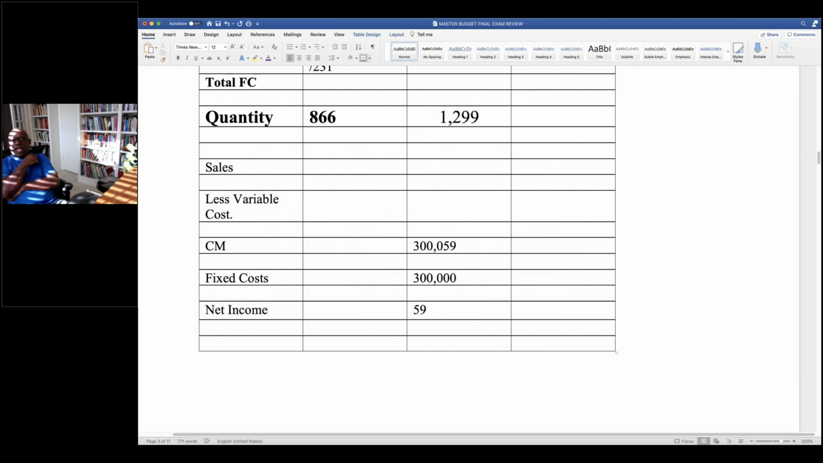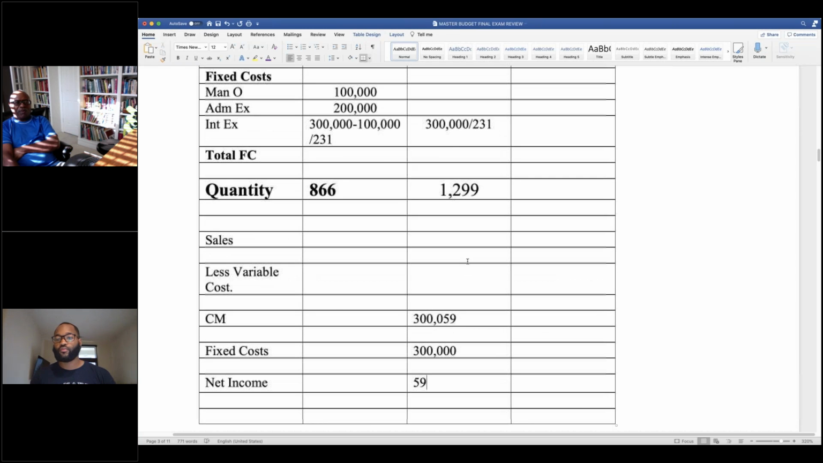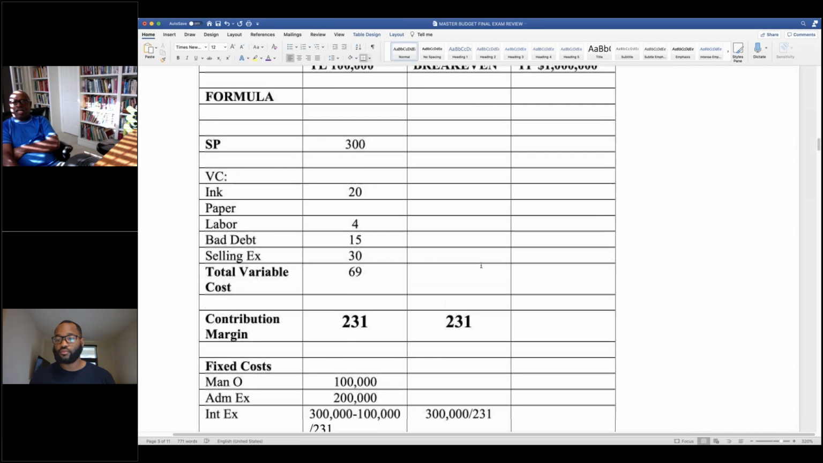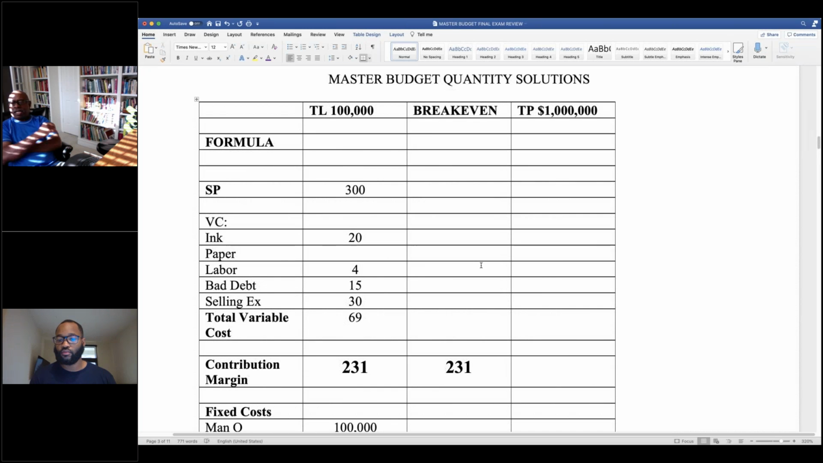Any questions now on calculating our quantities? Are there any questions on doing our quantity solutions? Terrell, any questions on doing our quantity solutions? Give me a second, I'm just trying to get everything set up real quick. Okay.